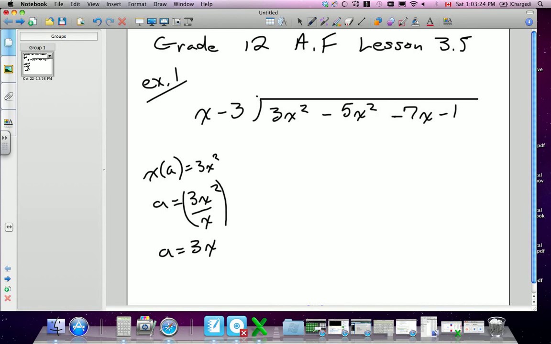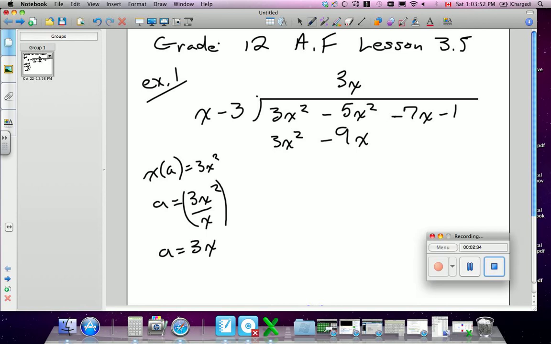Okay. So if I multiply by 3x, we write it in here, 3x, so I'm multiplying this term by all of this. I multiply the first term by 3x and the second term by 3x. When I multiply x by 3x, I get 3x squared. When I multiply 3x by negative 3, I get negative 9x.